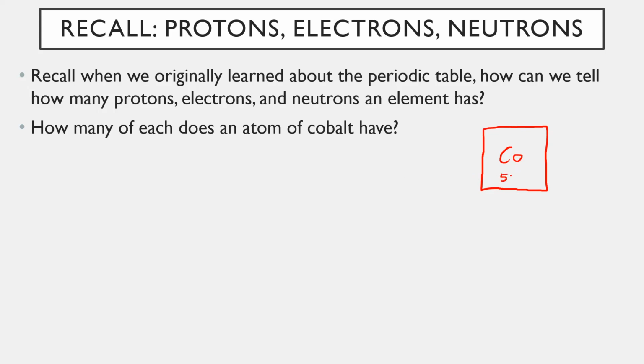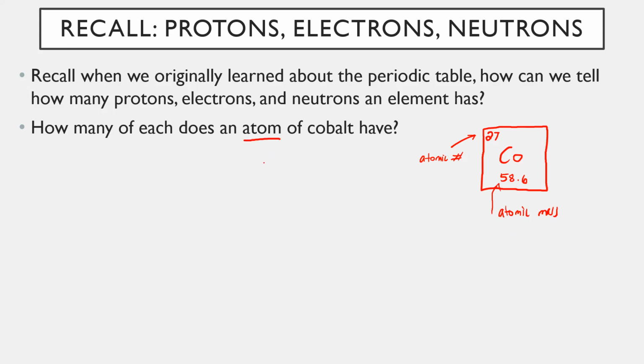It has 58.6 down in the bottom, and it has 27 up in the corner. What those numbers mean is this number up top is what we call its atomic number. This number down here is what we call its atomic mass. It literally just tells you how heavy it is, basically, right? We actually use these two numbers to help us determine protons, electrons, and neutrons.